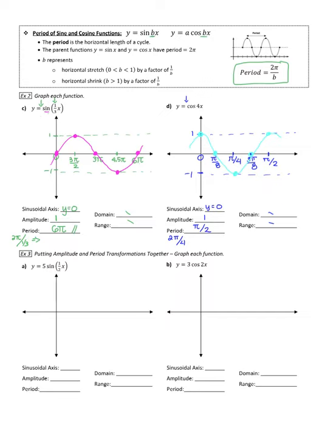So I like to do my own axes. Okay, now we're going to put those two things together, amplitude and period. So we have a sine graph. Our sinusoidal axis is still going to be 0, the x-axis. And my amplitude, which is here, is 5. My period is 2 pi divided by a half.